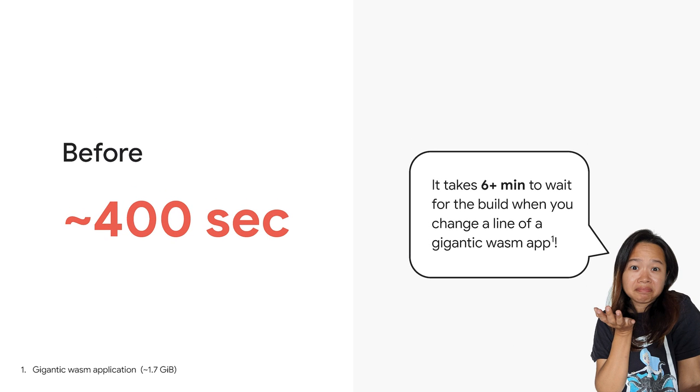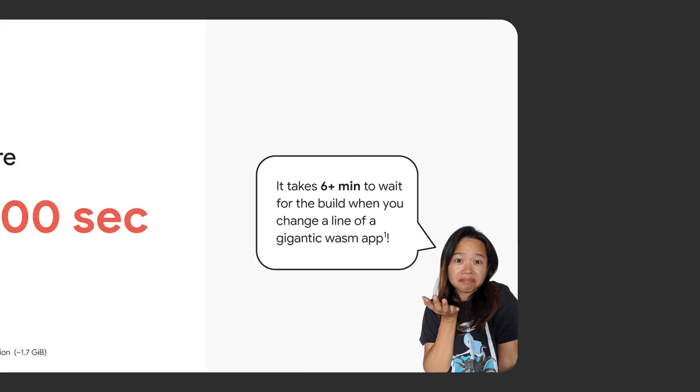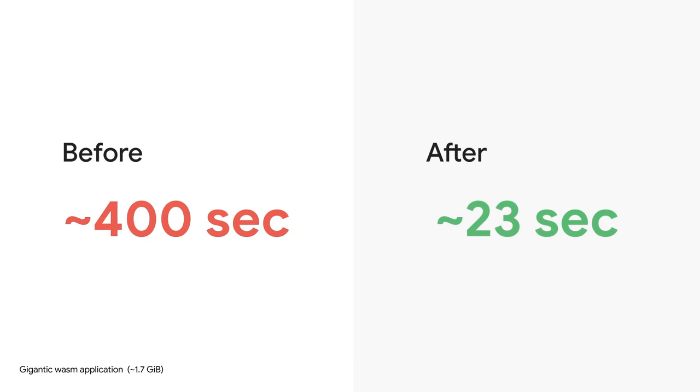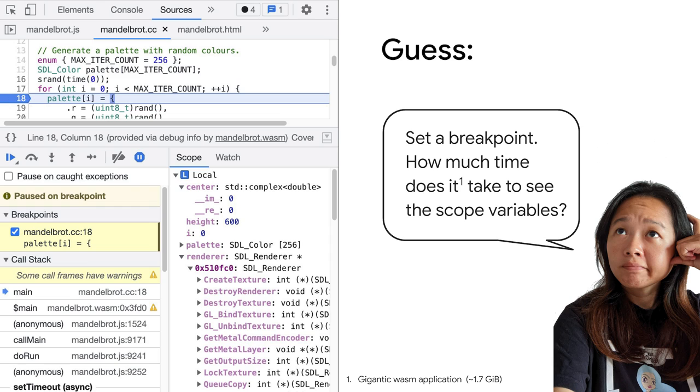Previously, when you change a line of code and compile it, it takes about 400 seconds for you to be able to run the code. This experience is apparently not great. Imagine waiting 6 minutes just to change a typo in the code and run it. Oh God! With the new enhancement on the linking process, we have successfully brought down the debugging cycle from 400 seconds to only 23 seconds.